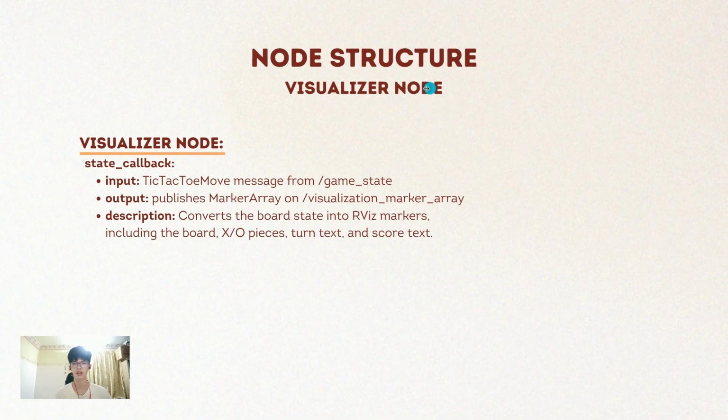And then we have the visualizer node, where it visualizes the game. We have one function here, state callback, where we take the game state and publish it as a marker array, or visualization marker array. And it is to convert the game state into the RViz markers.